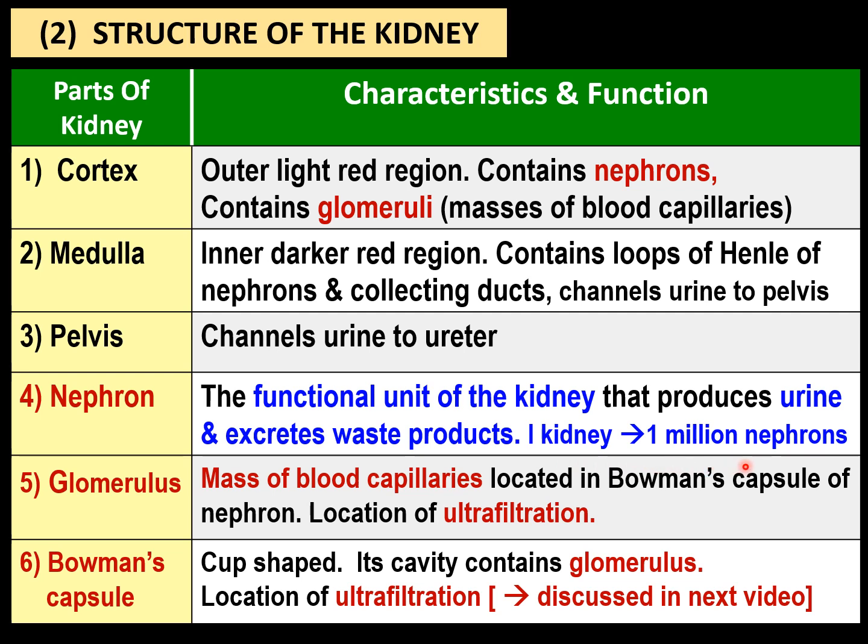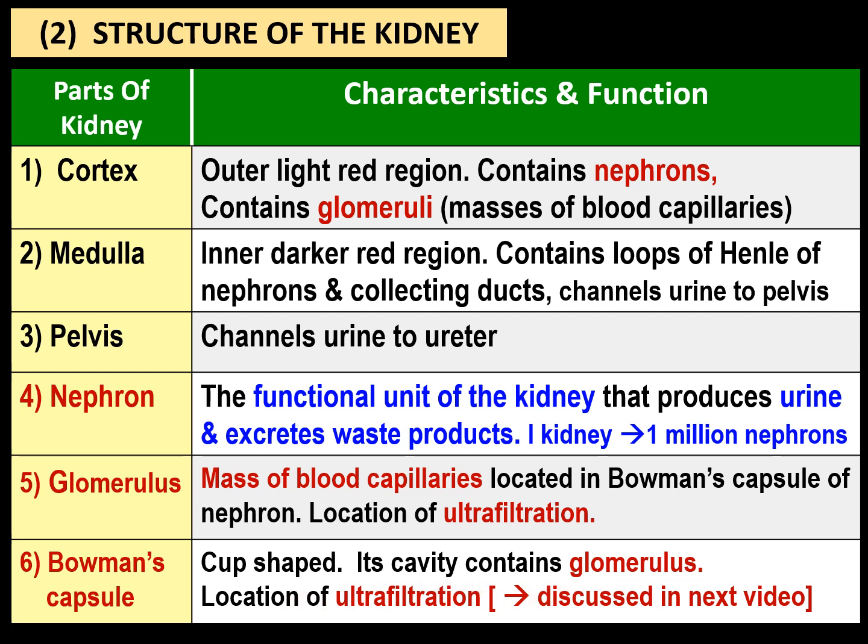So this is the next part that we are going to study. How is the urine actually formed in the kidney? How does the blood transfer all the waste products into the urine, which is then excreted? Okay, so it's an interesting process. Glomerulus is the mass of blood capillaries located in Bowman's capsule of nephron, and it's the location of ultrafiltration. Okay, we'll discuss this later. And Bowman's capsule, cup shape, is cavity, contains glomerulus, location of ultrafiltration.